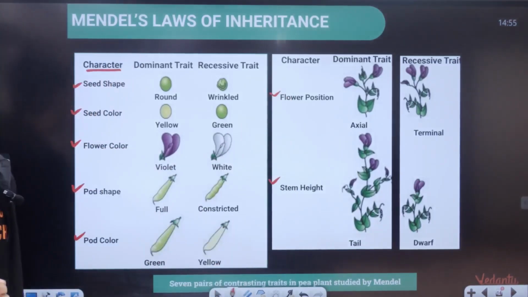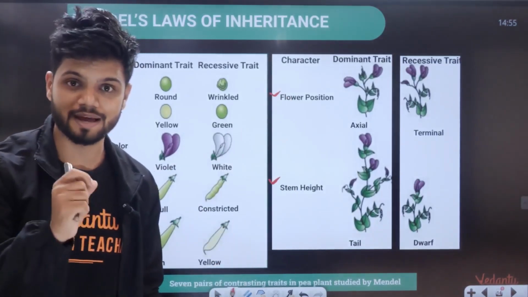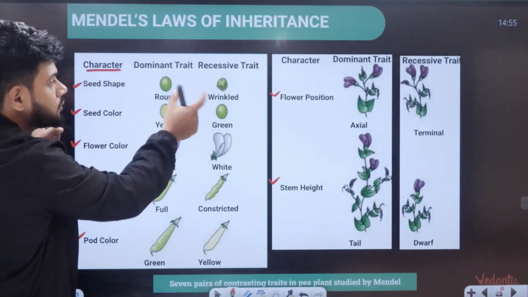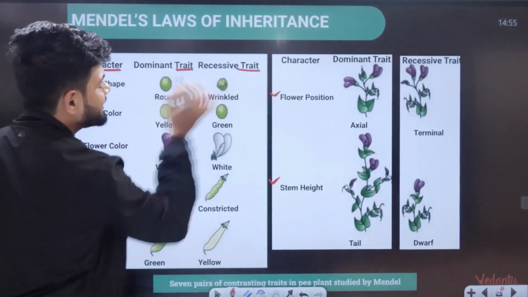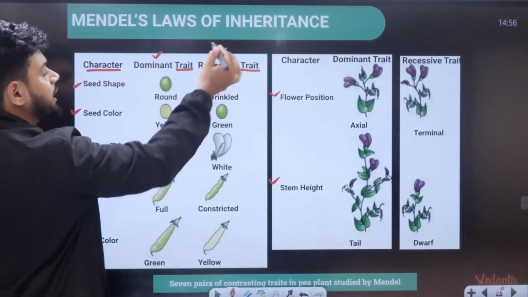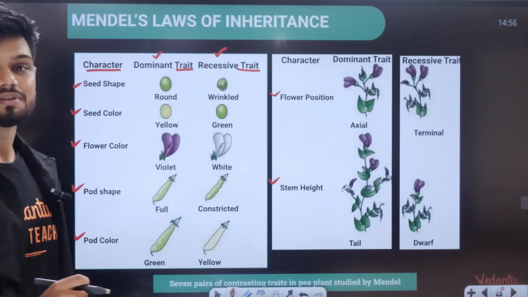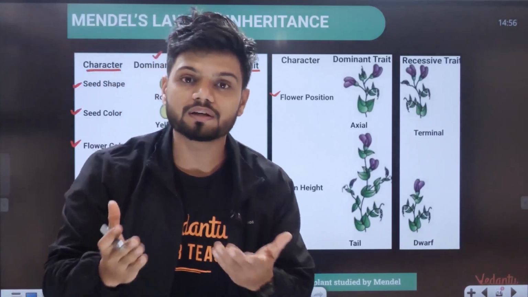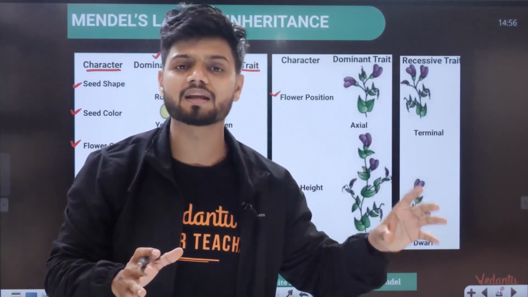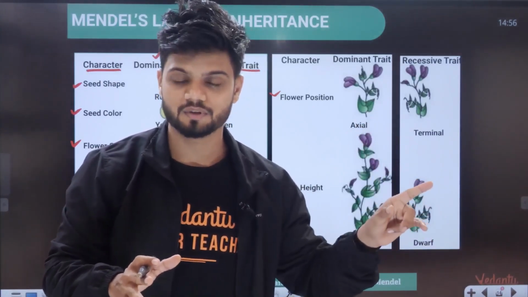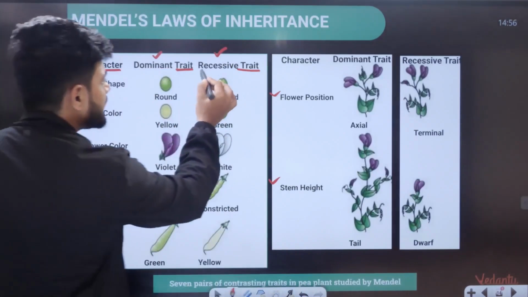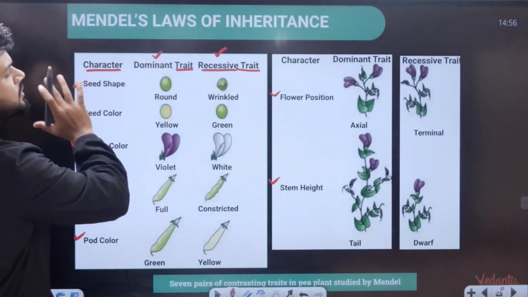All of these are called your characters. Now, is the seed shape round or wrinkled? Both of these are called traits. Now, one is called a dominant trait, one is called a recessive trait. Dominant trait is a trait which can be expressed all the time. It doesn't matter if the recessive trait is present. It doesn't care if the recessive allele is present. Dominant trait is always expressed. Recessive trait is only expressed when the dominant trait is missing.